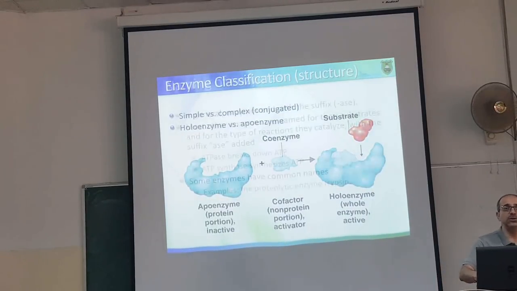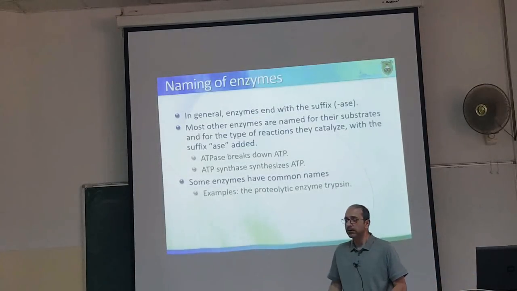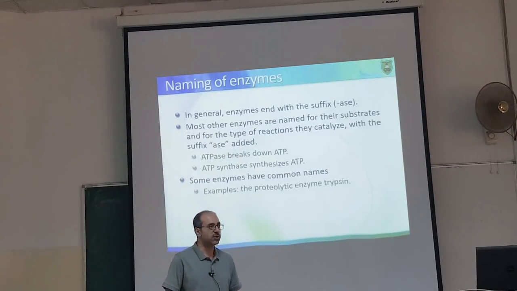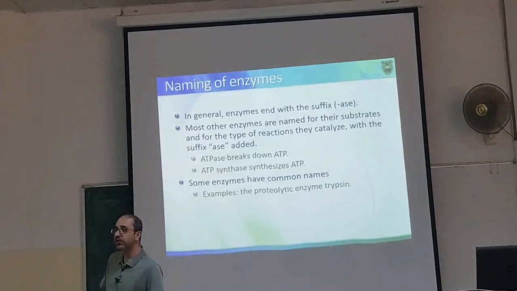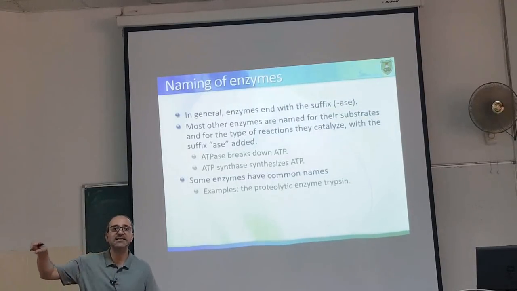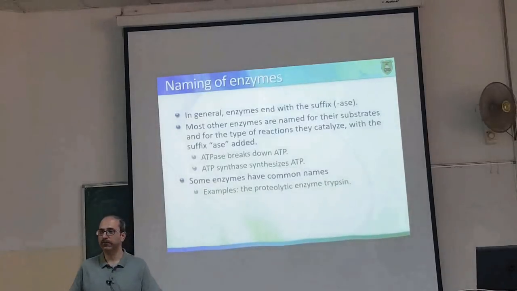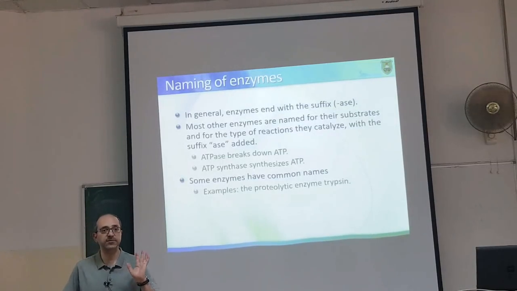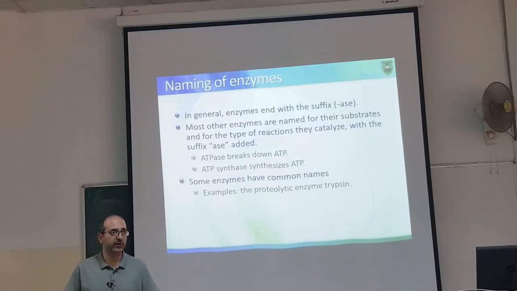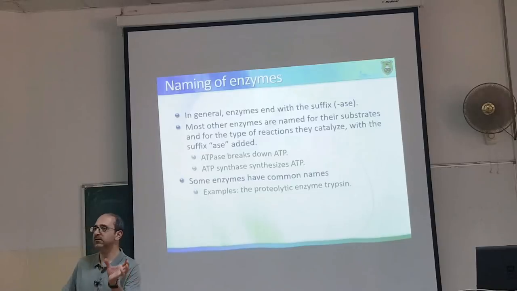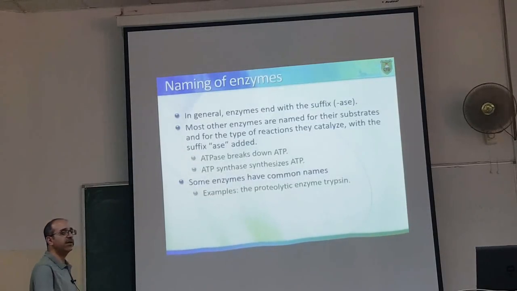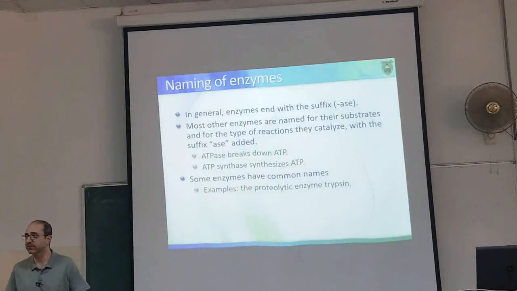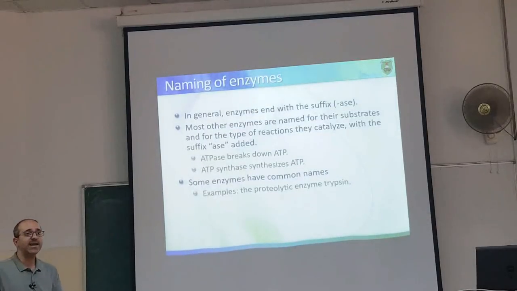Now, attention on the naming of enzymes. In general, as we said, you have glucose, sucrose, fructose. You have OSE that indicates a sugar. In terms of enzymes, when you have the name plus ASE, that indicates it's an enzyme, like dehydrogenase, oxidase, transferase. So what scientists did as well, for instance, they can say ATPase, and that indicates an enzyme that breaks down ATP. ATP synthase is an indication that this is an enzyme that synthesizes ATP. So the name gives me certain information.